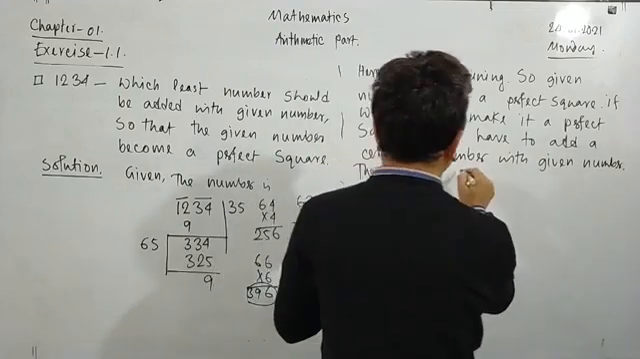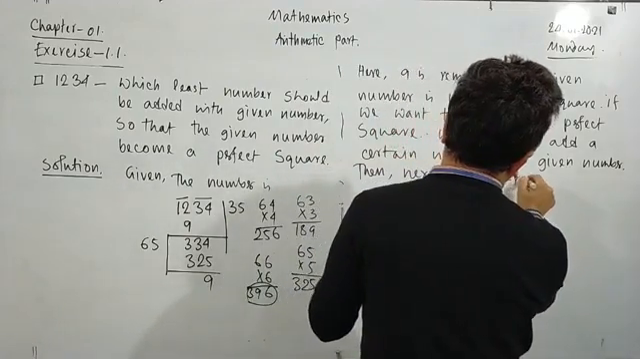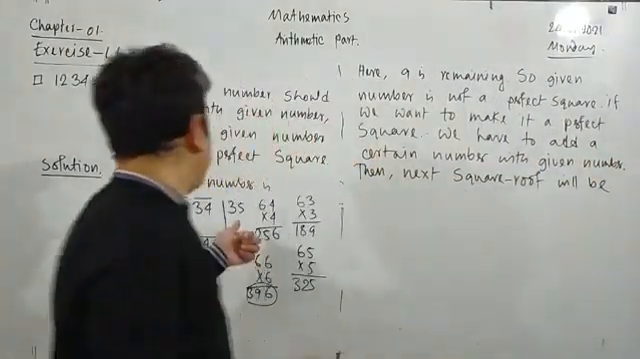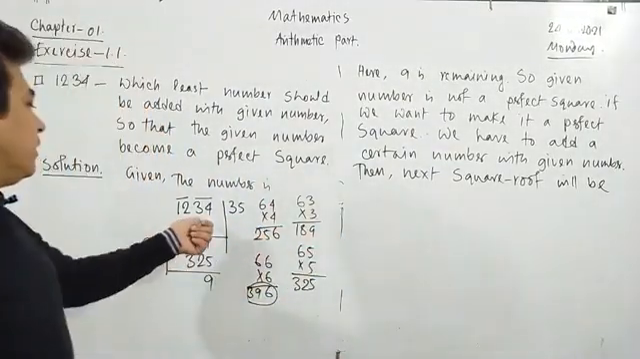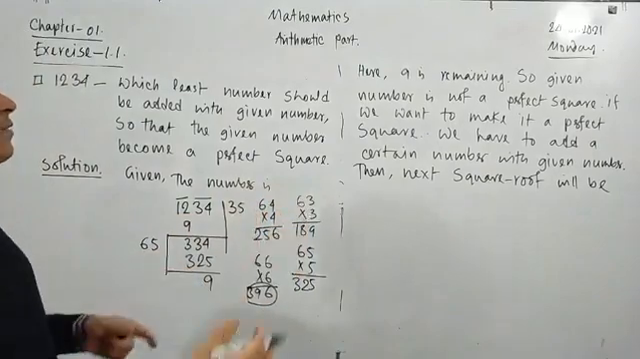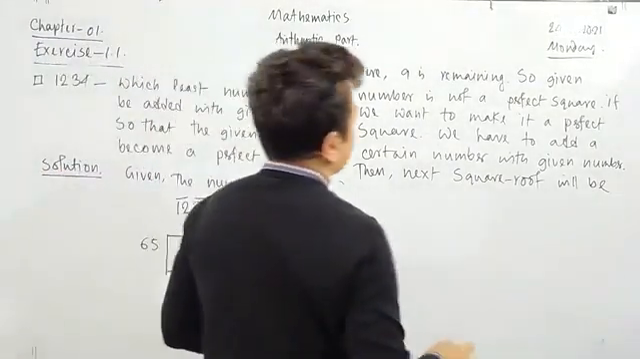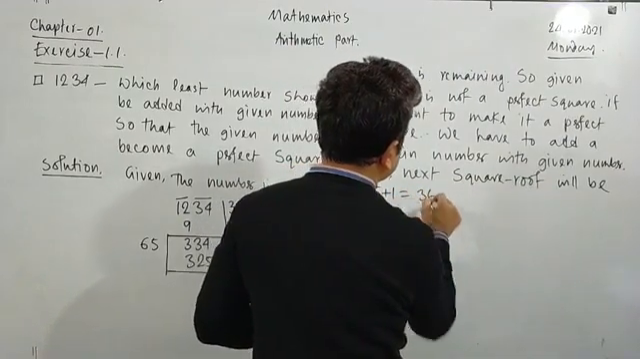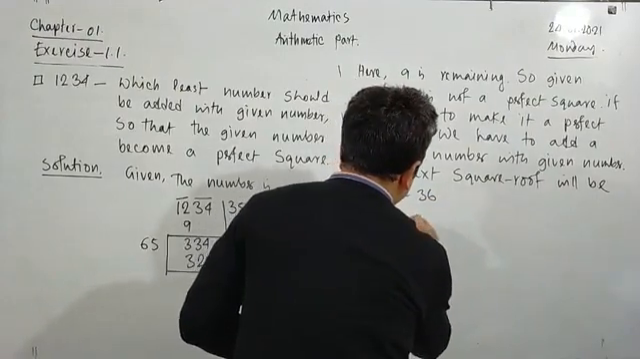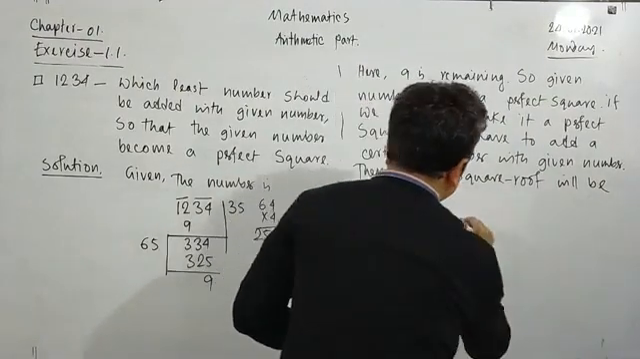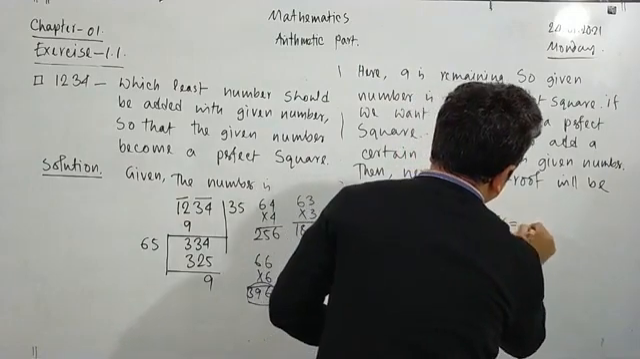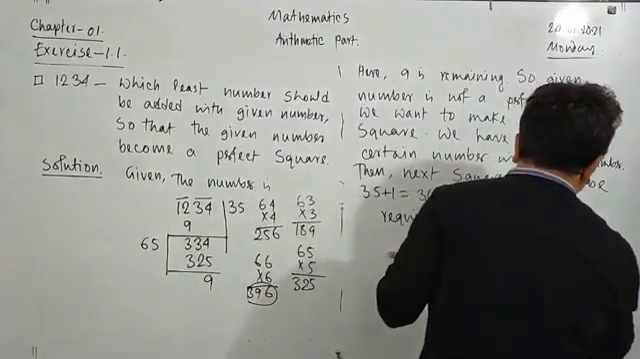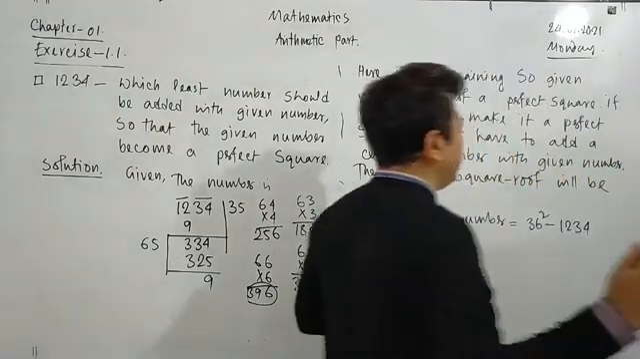Then the next square root will be, look at that, here is 35. So if we add a certain number, the next square root will be 35 plus 1 equals 36. The required number equals 36 squared minus this given number 1, 2, 3, 4.